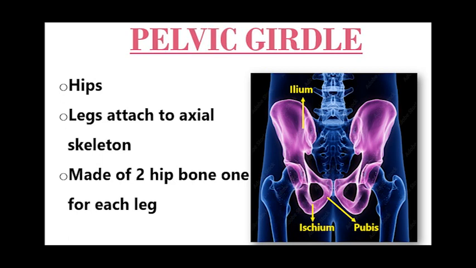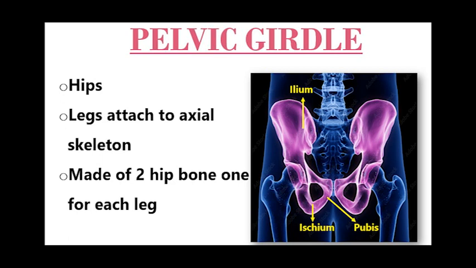Next we have the pelvic girdle. It is commonly known as hips. It is the portion where the legs attach to the axial skeleton. Now, the pelvic girdle is made up of 2 hip bones, one for each leg. Each hip bone contains 3 bones, that is ilium, ischium and the pubis.